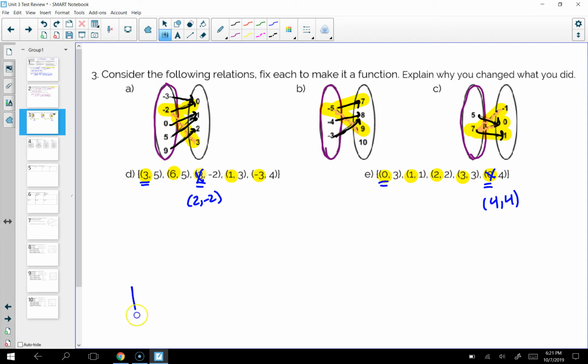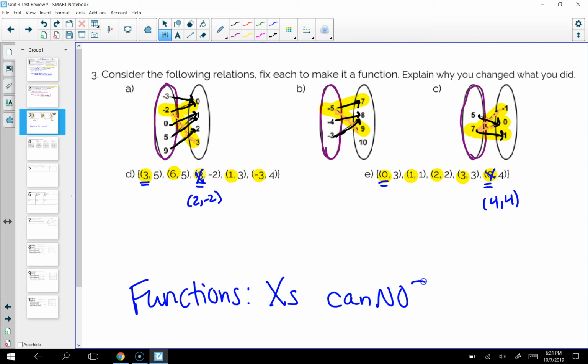Alright, so remember, functions, x's cannot repeat. Oh, cannot repeat. I can spell.